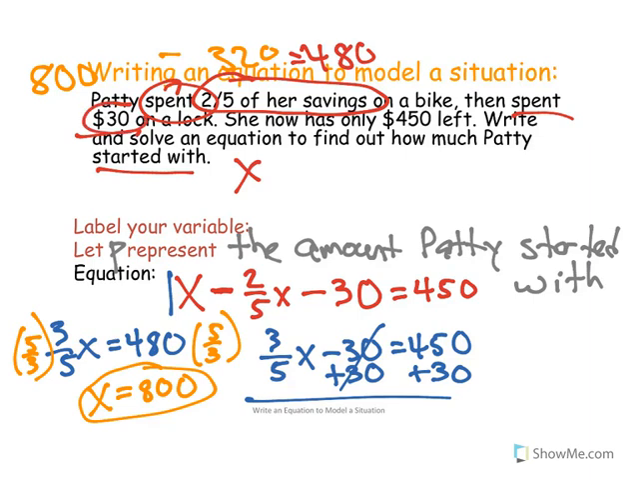Now what happens? She spends 30 more. So she spends 30 more. Now what does that leave us with? 450. Okay, so that's our check. Really, guys, we should be writing the equation like this.